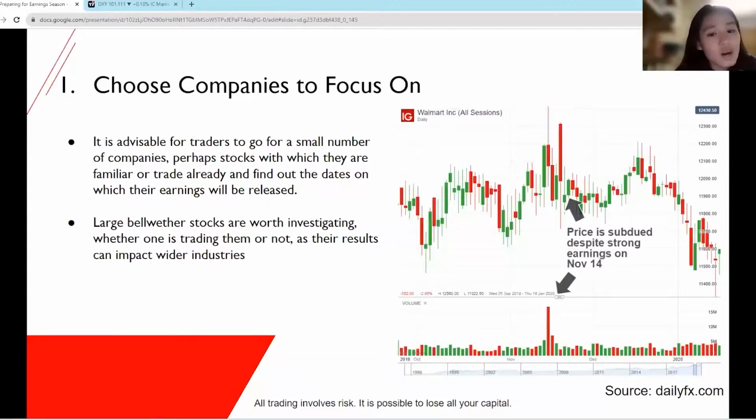So when you're deciding on the stocks to go for, traders should understand that the relationship between an earnings result and subsequent price reaction is not always straightforward. So for example, if there are better than expected earnings, that normally indicates a bullish bias, but it does not always translate to immediate price gains, and the opposite holds true as well. The example I have here from DailyFX is Walmart's strong earnings in the 3rd quarter of 2018, and this is failing to excite market participants.